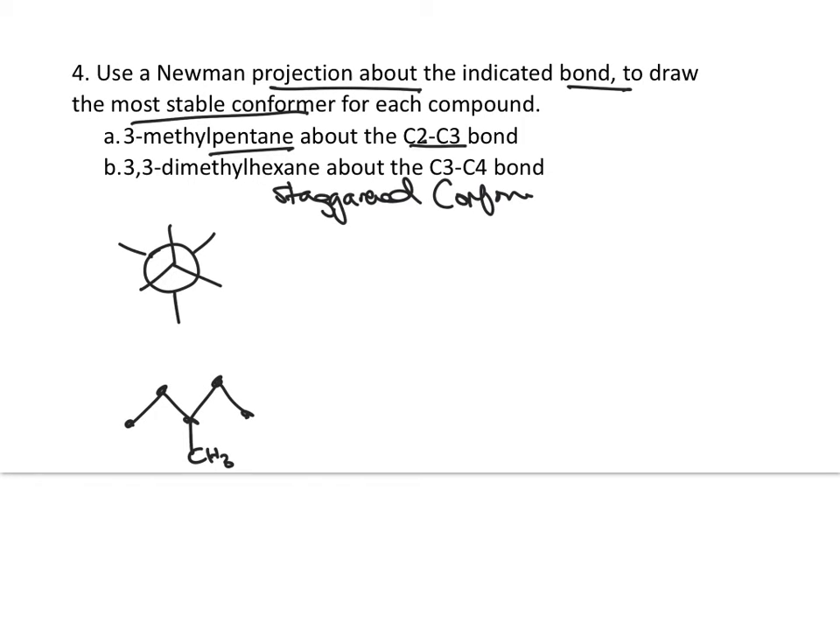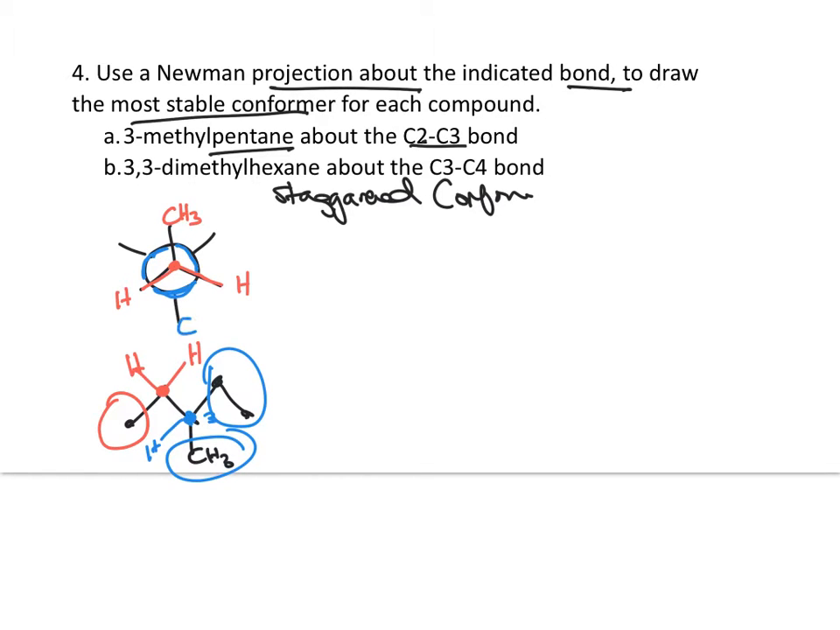And it's about the C2, C3 bond. So here's the C2, and this is your C3. So this is your C2, which is red, and then your C3, which we'll make blue. Okay? So C2 has a methyl, a hydrogen, a hydrogen. So this has a hydrogen, and a methyl. Your C3 has an ethyl, a methyl, and a hydrogen.